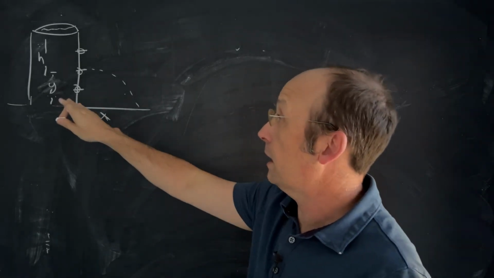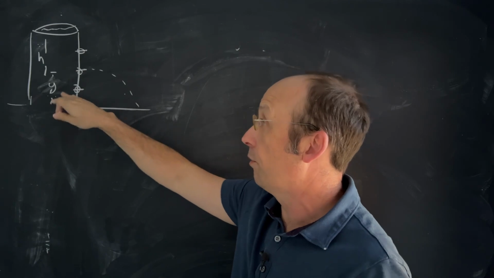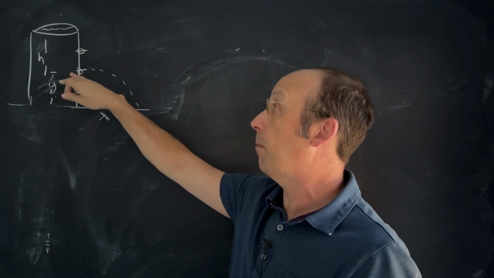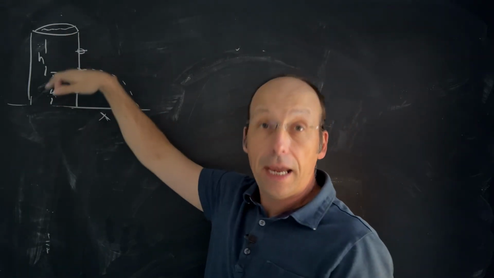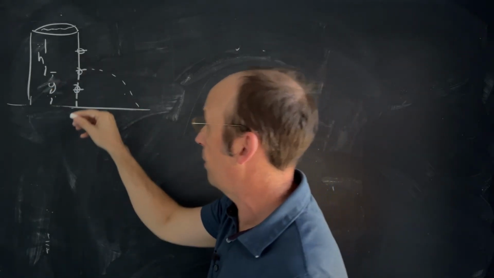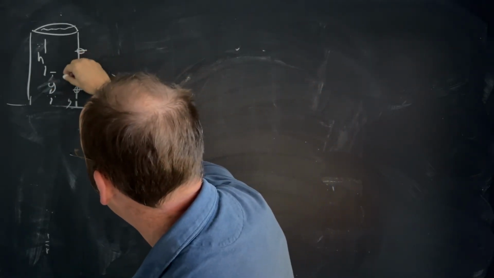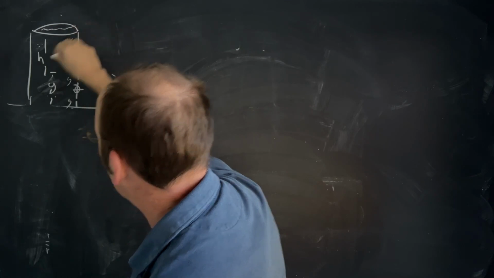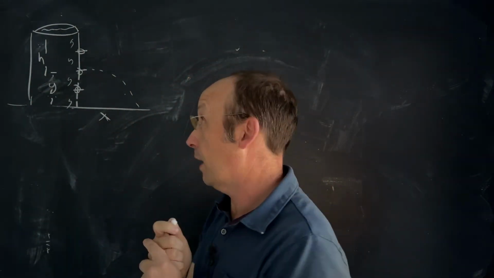First of all, let's look at one of these holes. It's a distance y from the bottom and a distance h underwater. These are all separated by the same distance. I'm going to call all these s, s, s, s, and you can pick whatever values you want for that later.